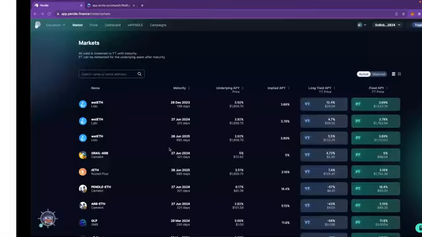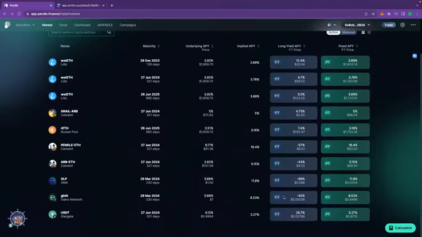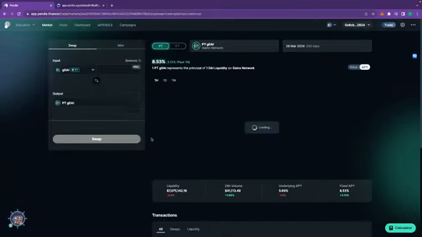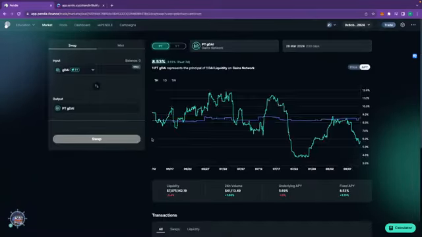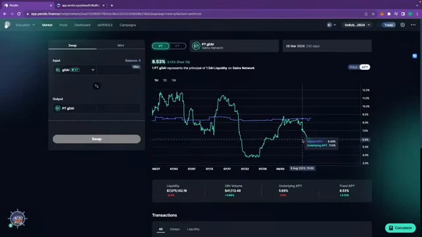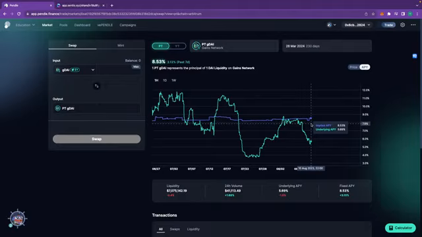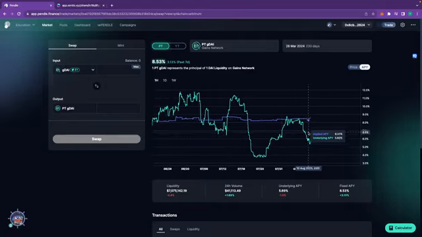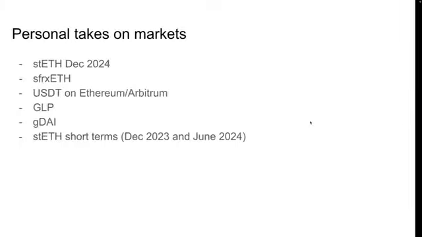Next is GDAI. I've already stated my opinion just now, which is relatively bearish on YT, especially when implied APY is relatively high at 8.5%, which has been consistently higher than the underlying APY for some time. So it could make a case for shorting YT.